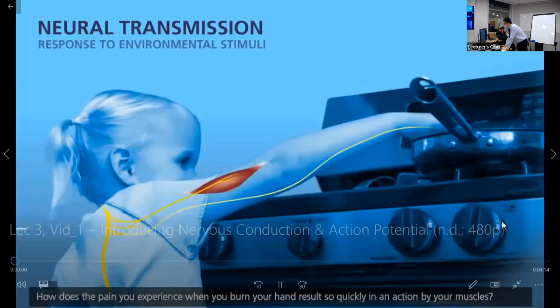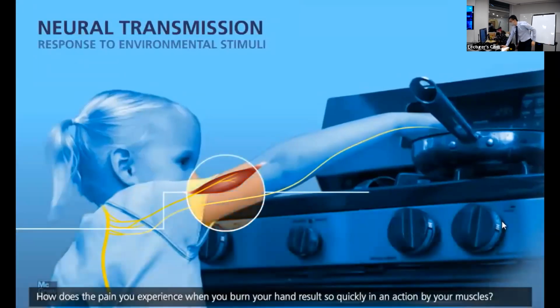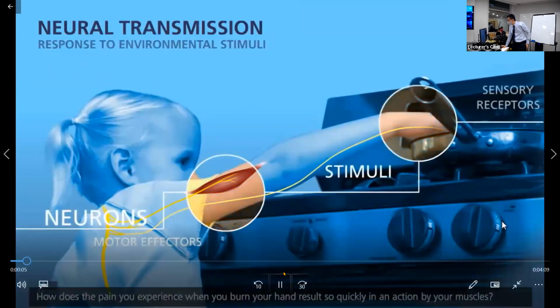Okay, this will explain a lot of things. The pain you experience when you burn your hand results so quickly in an action by your muscles.